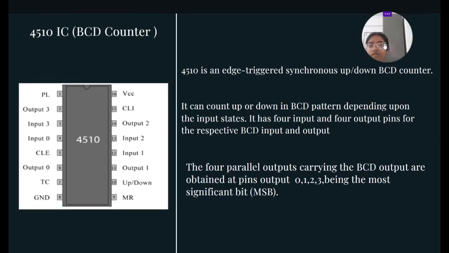This is a 4510 IC BCD counter. It is called an edge triggered synchronous up or down BCD counter. It can count up or down in BCD pattern depending upon the input states. It has 4 input and 4 output pins for the respective BCD input and output. So we can see the input and output and all IC pins in this 4510 IC diagram.